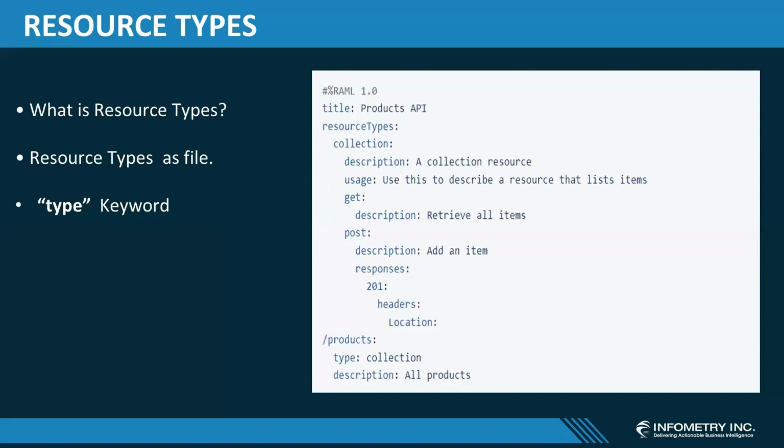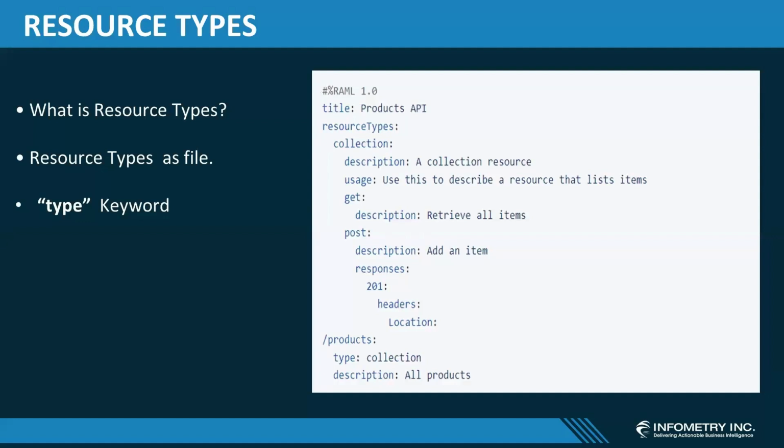After that, whenever you want to use that collection resource type at the method level, we can make use of the type keyword here. When I say traits, we use the is keyword. When I say resource type, we use type equals. And type can also be used for defining a data type, like I'll discuss next, type equal to string for a particular query parameter. So to define a resource type, we make use of the type keyword, that is collection.